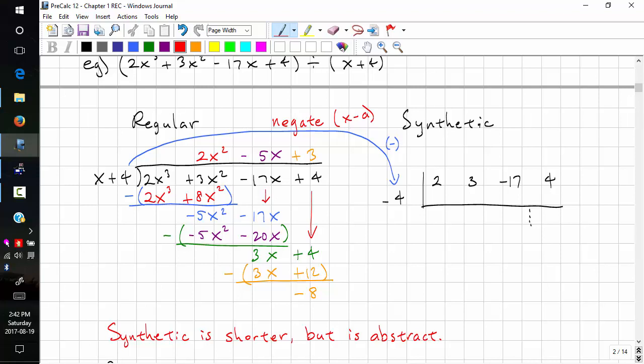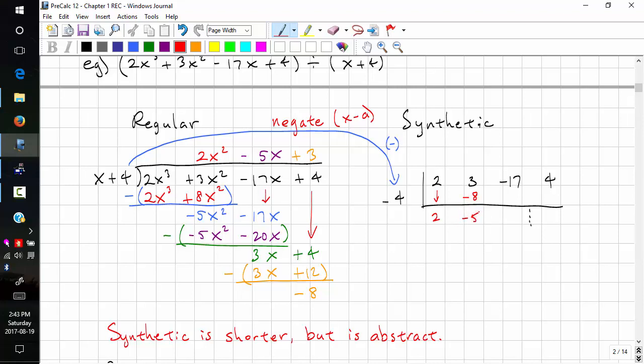Okay, so this one is color-coded. You see red, red, purple, purple, yellow, yellow. Now for synthetic division, it's much shorter. I'm just going to do the operations here, and then we'll explain it. So we just bring down the 2. Next, we do negative 4 times 2. That's negative 8. And then we add the 2, negative 5.